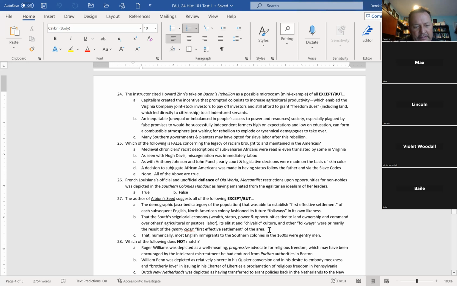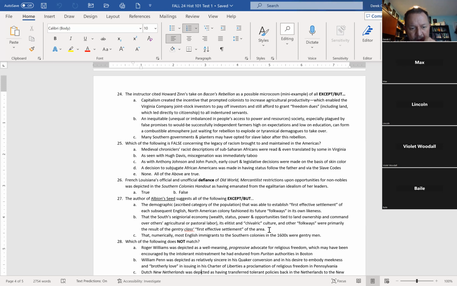Albion seed. Albion is, I think, the Greek word for England. And so it's pretty simple on A. That's definitely conveyed. The demographic that was able to establish first effective settlement, right, of a given colony, imposed its own folkways onto the people of that colony, made the colony in its own likeness of its own class of people. And of course, right, the class that did that in Virginia and Maryland and much of the South were the gentry class.